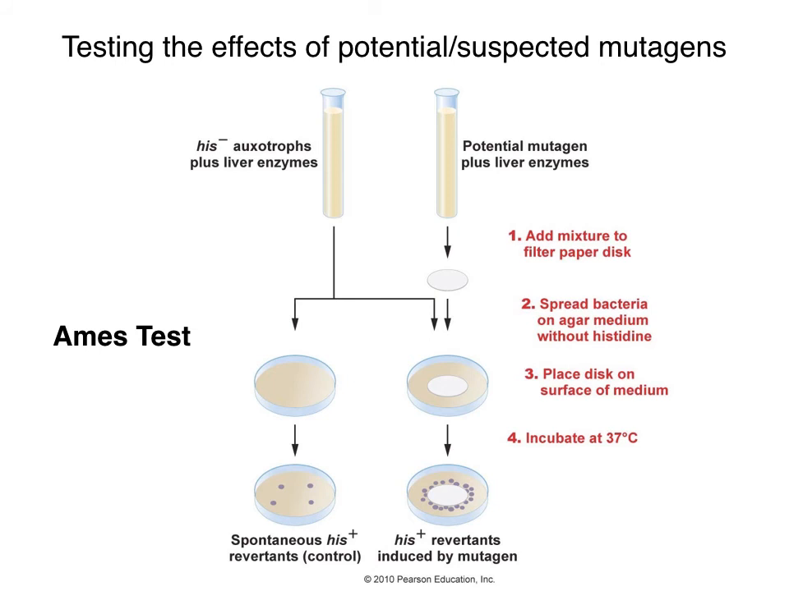And if what you observe is something like you see here, you see lots of histidine revertants growing around that disc, that tells you that being in proximity to that disc and whatever agent is on it caused an increase in the rate of mutation of these bacteria. Because just by chance, you only expect to see, based on our control, 4 revertants. But here, there are so many revertants that it's unlikely that this just happened by chance. It is almost certainly a consequence of exposure to whatever is on that disc. So the Ames test is a great way of determining whether a particular chemical, for example, might cause mutations.